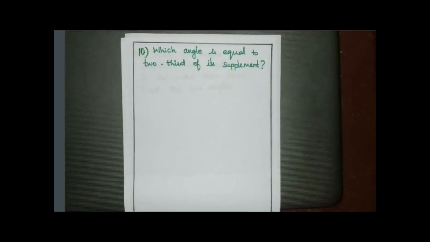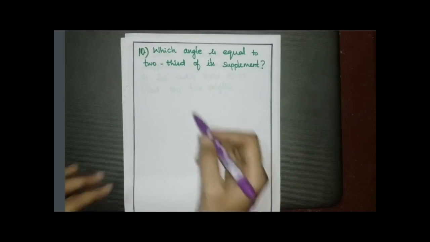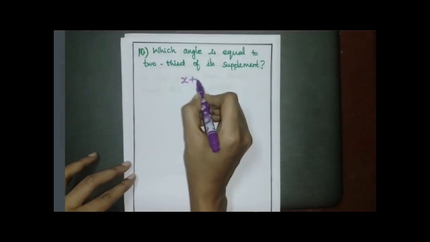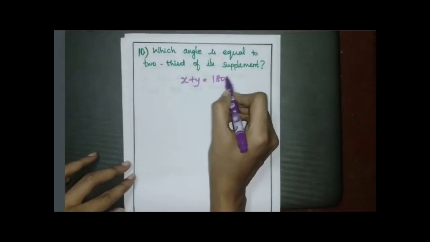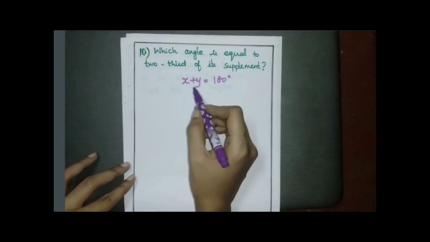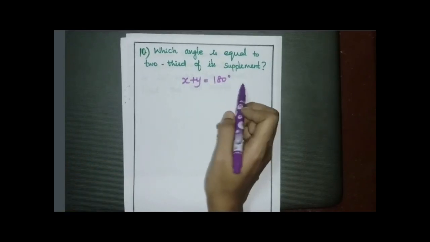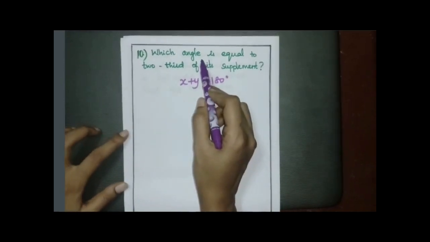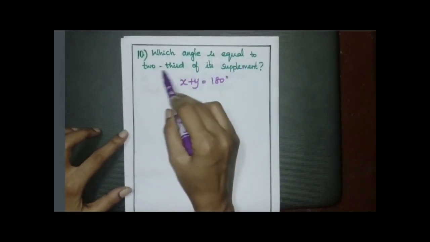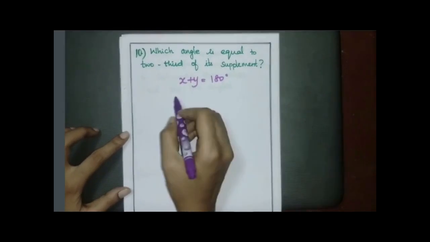Which angle is equal to 2/3 of its supplement? What is supplementary angles? Two angles are said to be supplement if they add up to 180 degree. So I am writing x and y, two angles, they are supplement to each other, that is 180 degree. What is the hint given? One angle is equal to 2/3 of its supplement.